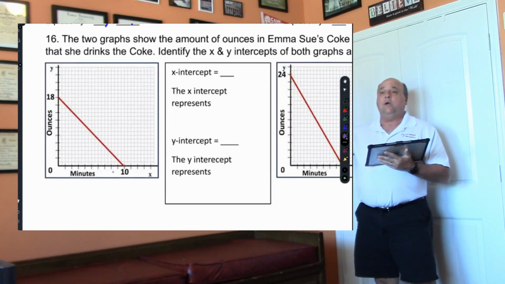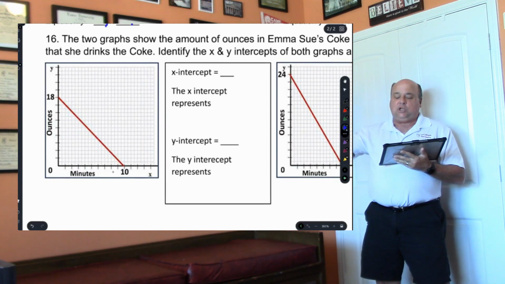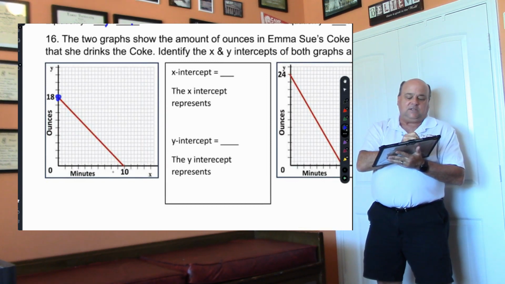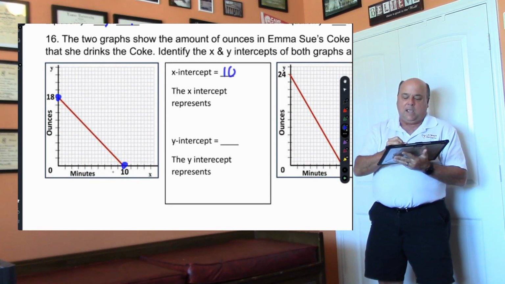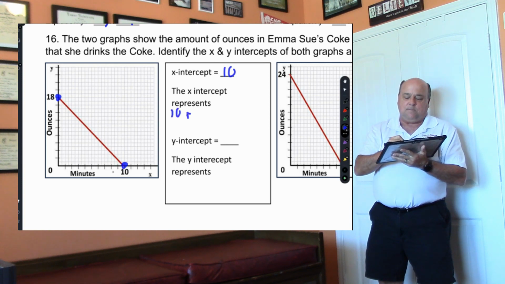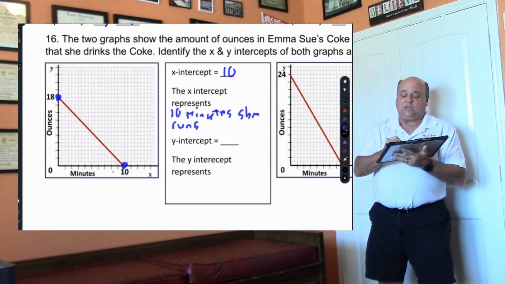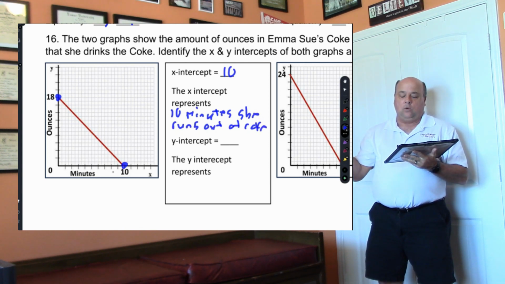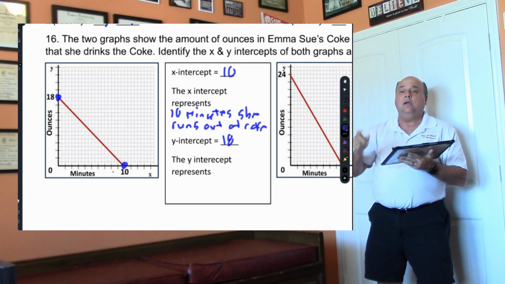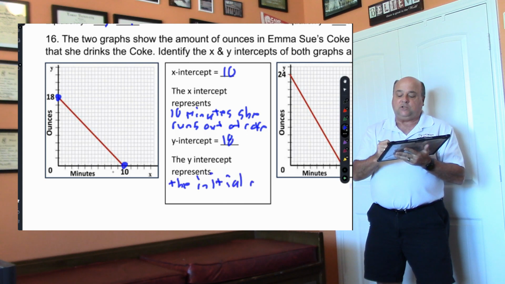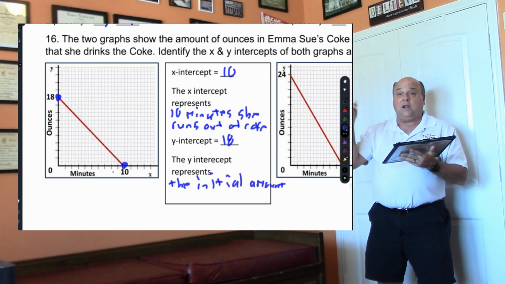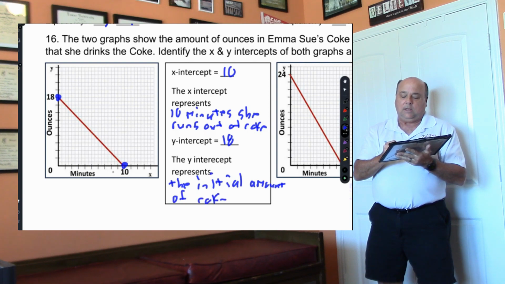Okay, we have two graphs showing how much coke Emma Sue has. This is huge right here. You got to know how to do this. This is my y-intercept. This is my x-intercept. So the x-intercept on this graph is 10. And the x-intercept represents that at 10 minutes, she runs out of coke. Or she drinks all of her coke, right? Because that's the ounces of coke, right? The y-intercept is 18. The initial amount of coke is 18 ounces. That's what it's going to say on the test. It's also your starting amount, right? Instead of starting, they use the initial amount of coke in ounces, right?